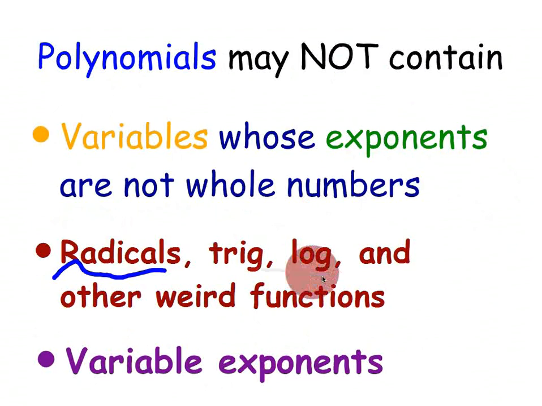Of course, anything that looks weird, if it has a radical sign like radical x minus 2 or something, that's not a polynomial. Trig functions, log functions, and there's many types of functions, those are obviously not polynomials, and the exponent cannot be a variable. Those are called exponential functions.